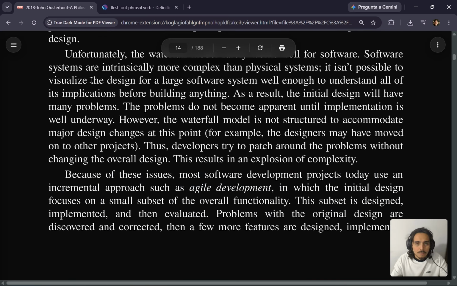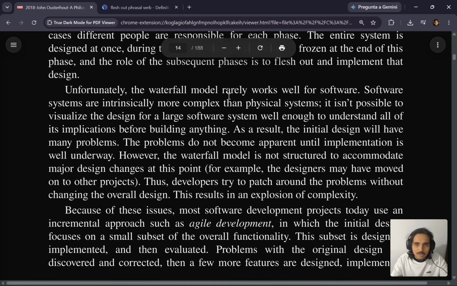Okay, unfortunately, the waterfall model rarely works well for software. Software systems are intrinsically more complex than physical systems. It isn't possible to visualize the design for a large software system well enough to understand all of its implications before building anything.